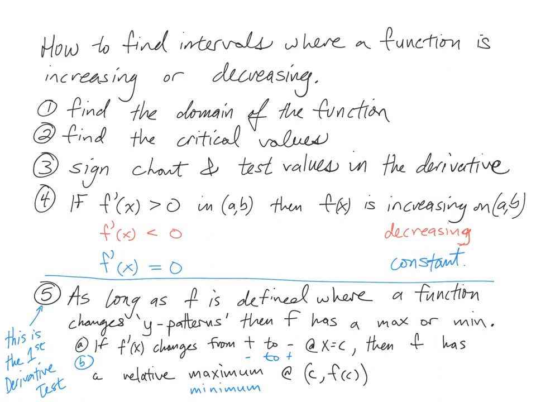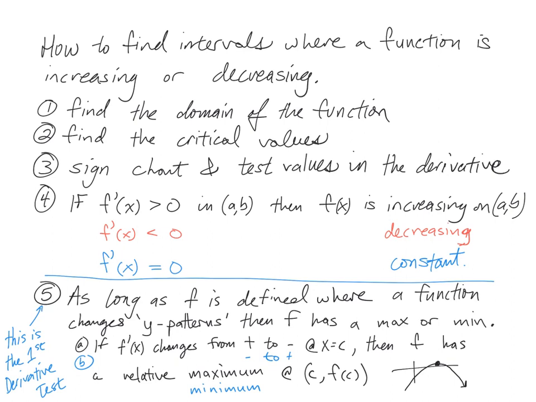Now, this being a calculus class, we now can notate whether a function is increasing or decreasing using this notation, using the derivative. So using derivative notation, we have if f prime of x changes from positive to negative at x equals c, then f has a relative maximum at x equals c. And I think that makes sense. If a function actually changes from increasing to decreasing, there's a maximum.